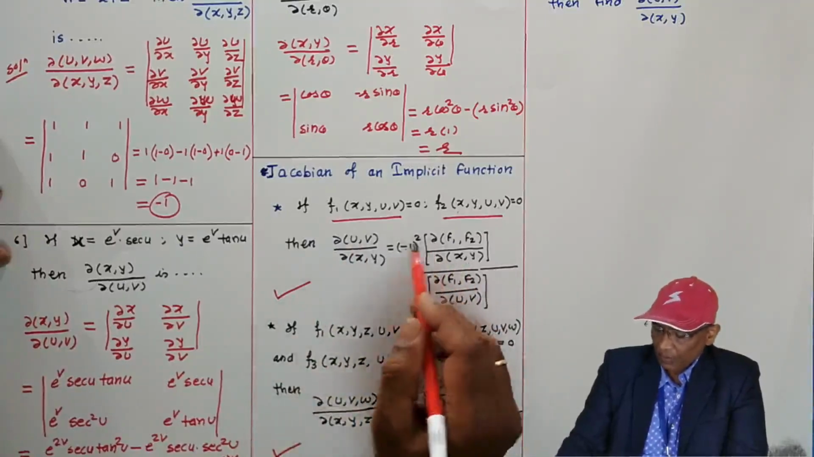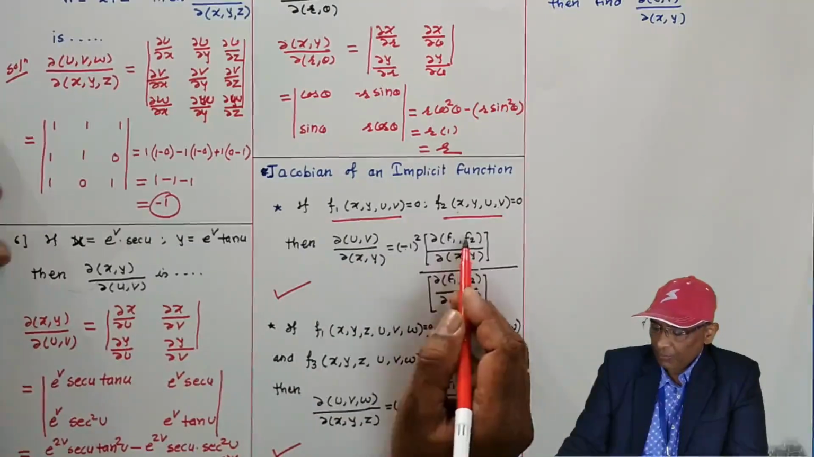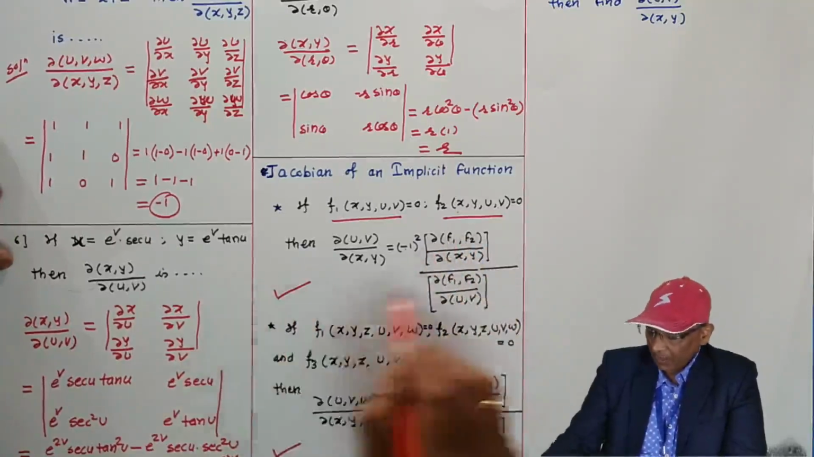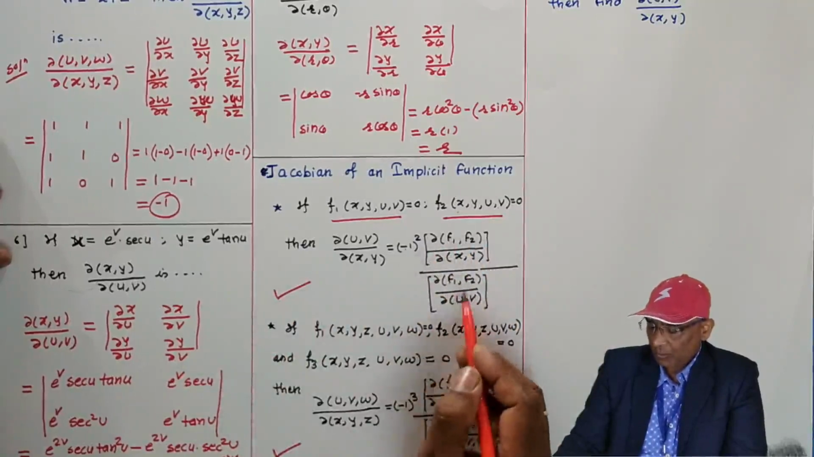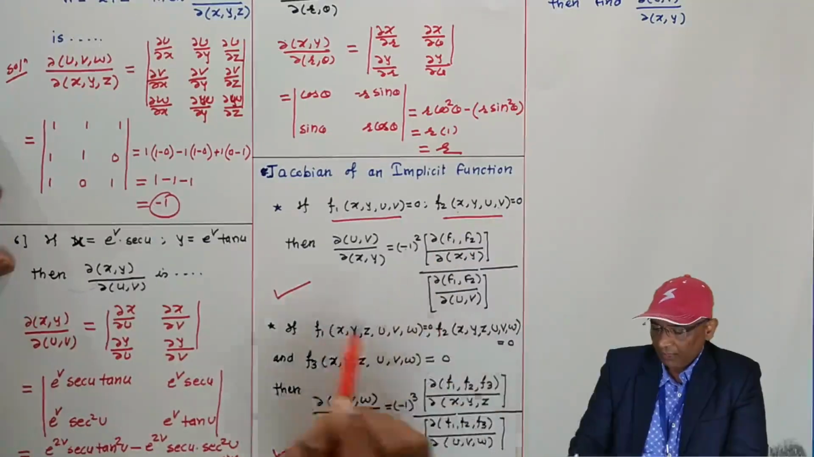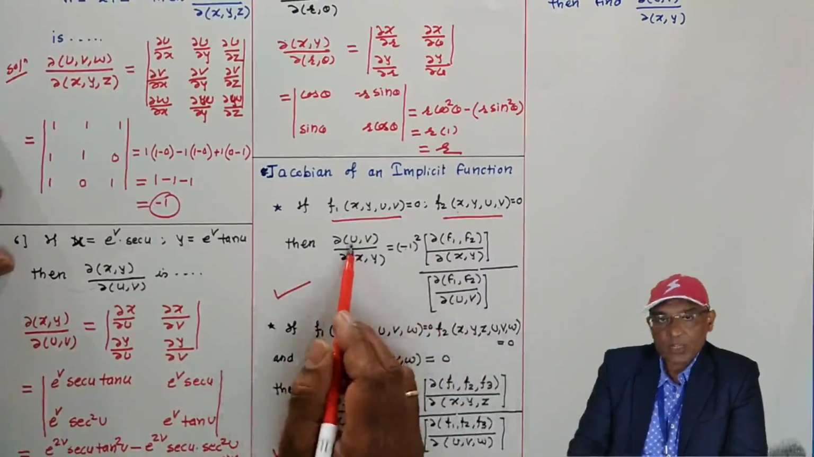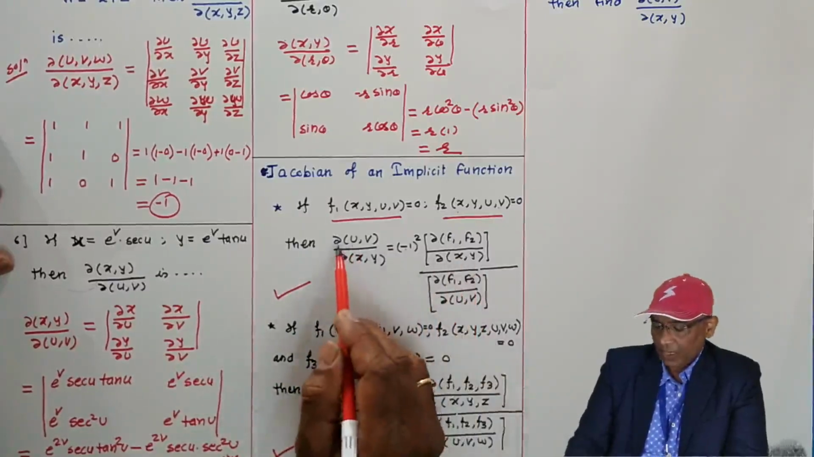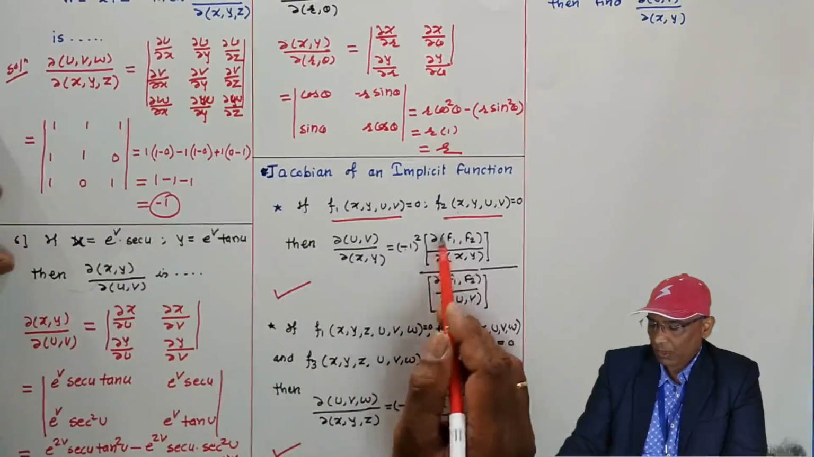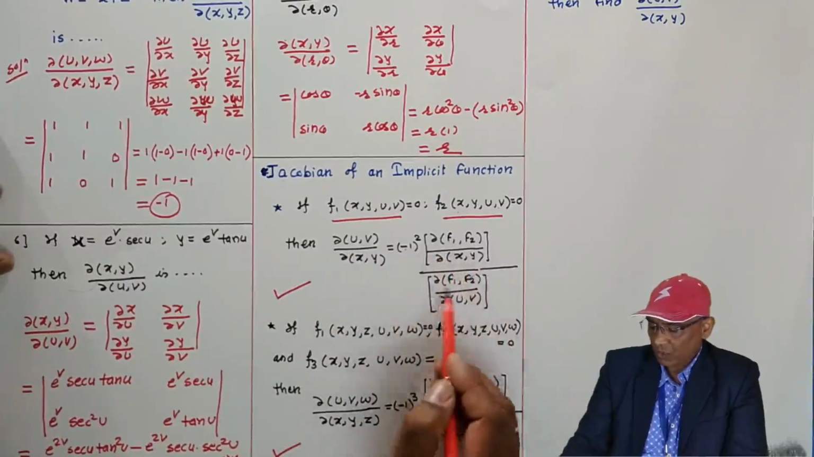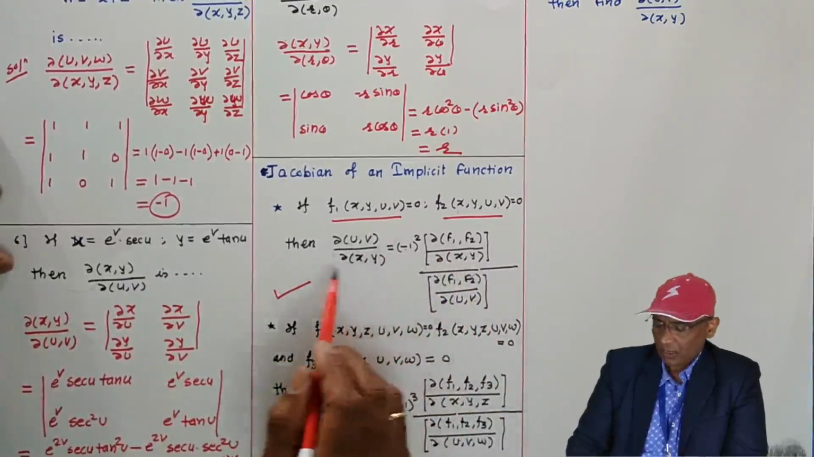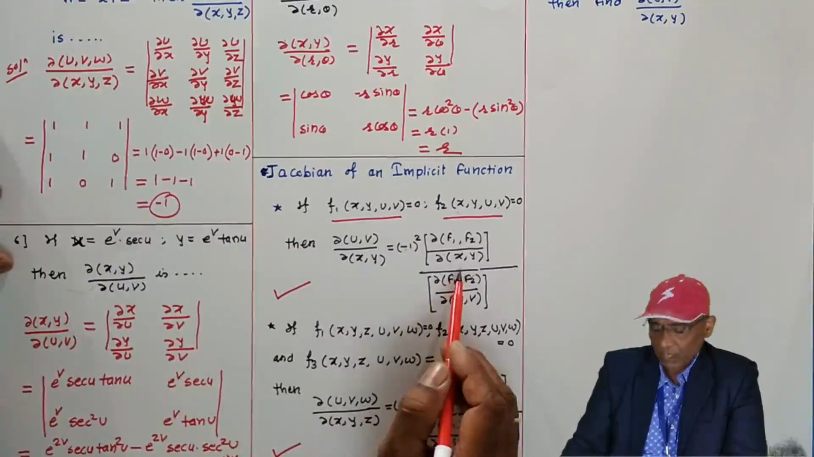So what is the Jacobian of this thing? Del f1 f2 by del xy. This is the Jacobian of f1 f2 with respect to x and y divided by Jacobian of f1 f2 with respect to u and v. If x y and u v are interchanged, you have to interchange x y and u v. Del xy by del uv, then it will be what? This Jacobian u and v, this Jacobian x and y. If x and y, u and v are interchanged, then you have to interchange on the right hand side also.